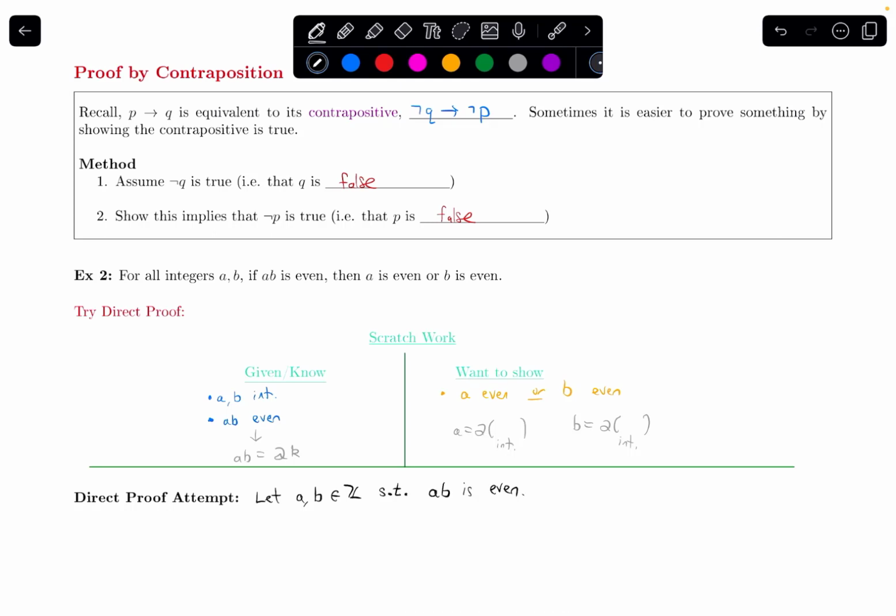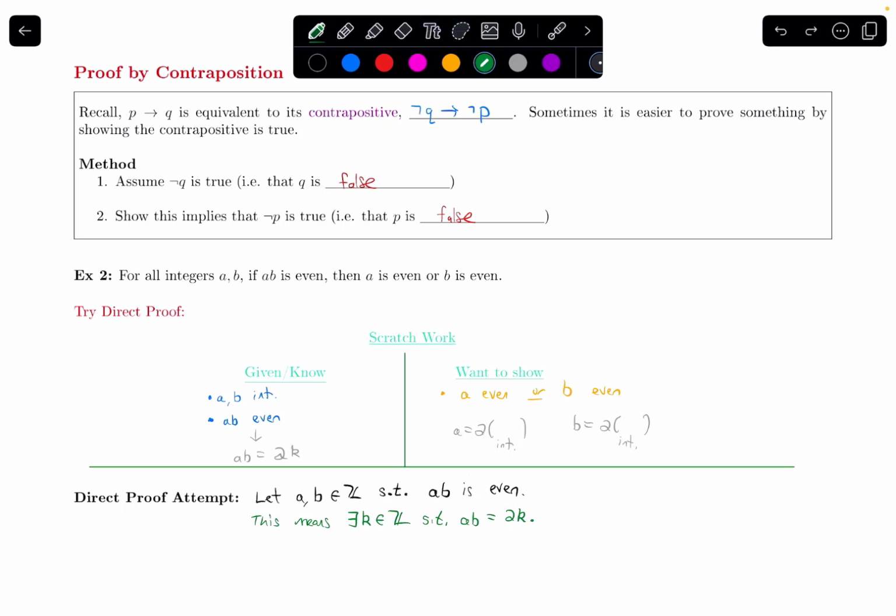So we start off with what is given, what do I get to assume is true. Then we break this down and say what this means according to our definitions. So this means there exists a k, which is an element of Z, so an integer, such that A times B equals 2k. So that's the definition of what it means for AB to be even.